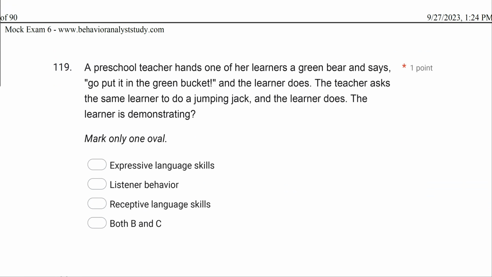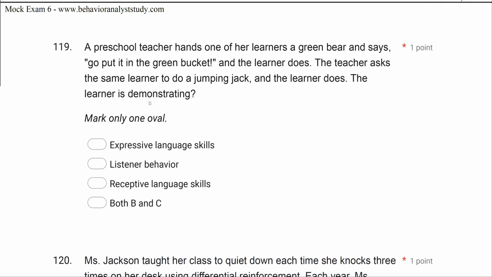119. A preschool teacher hands one of her learners a green bear and says, go put it in the green bucket, and the learner does. The teacher asks the same learner to do a jumping jack, and the learner does. The learner is demonstrating what? So we're looking at the learner here, and in the context of the question, the learner is being told by the preschool teacher to do things. First, go put it in the green bucket, which the learner complies with. The teacher then says, do a jumping jack. The learner complies.